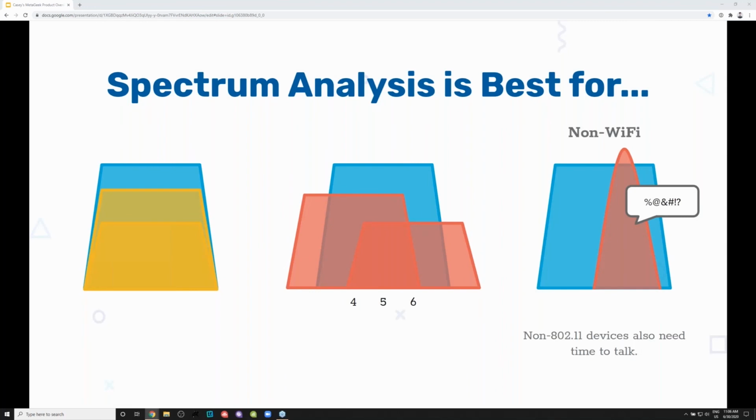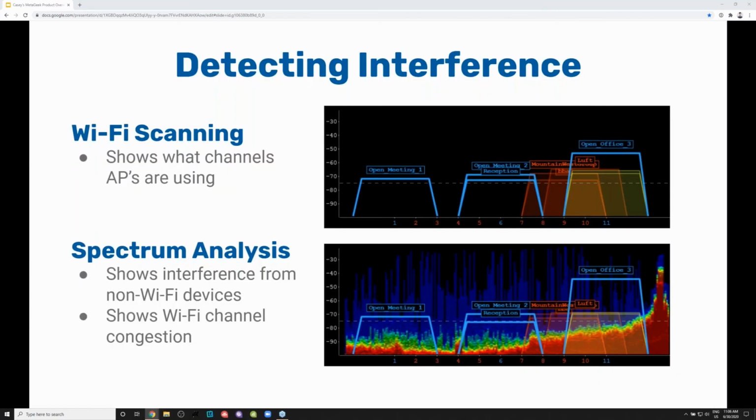Now, it's really important to have a spectrum analyzer like the Wi-Spy, which comes with Chanalyzer, because you can see this non-Wi-Fi stuff. Things like cordless phones, baby monitors, Xbox controllers, microwaves, they all have a tendency to leak RF in the 2.4 gigahertz band. And Wi-Fi devices think that those are Wi-Fi devices, and so they're still going to be polite to those interferers. This is a pretty good illustration of what spectrum analysis can do for you.